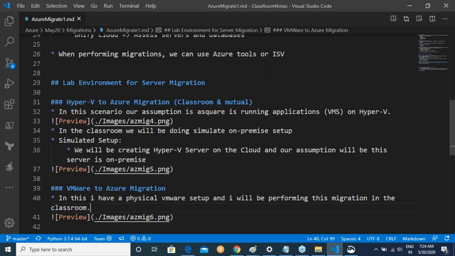Once we finish virtual machine servers, we will look into the database migration. VDI migrations we will not be doing, and for data migration we cannot do that because of the constraints which we have. So server migration and DB migration, you and I will be doing in the lab. For other migrations, like data migration and VDI migration, we will discuss the steps.